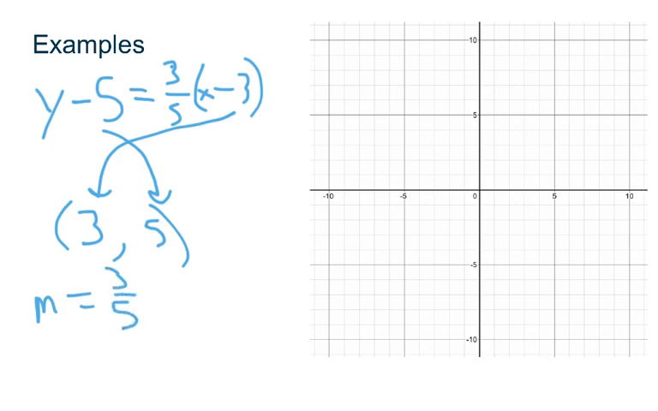All right, now go to the point 3, 5, right there, and then use our slope. Up 3 over 5. 1, 2, 3, 1, 2, 3, 4, 5. Plot that point. You could make another one the same way. Plot that point. Connect them. Boom. We are graphing using point-slope form.